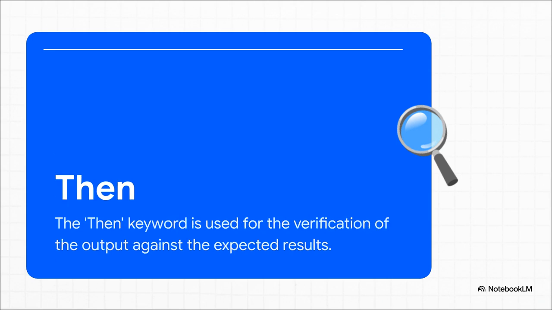And finally, then. This is the outcome, the moment of truth. This is our verification step, where we check if the action did what we expected it to do. For instance, then the user should be redirected to the dashboard. See how it forms a perfect little story? Given some context, when an action happens, then we expect a certain result.